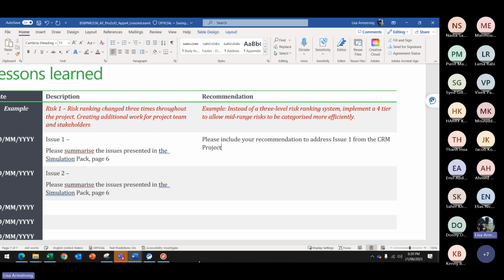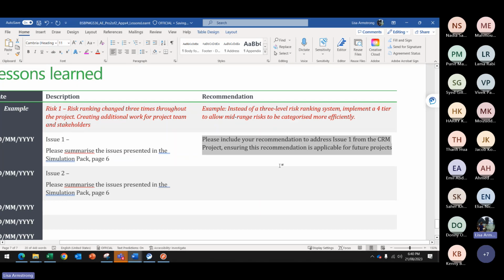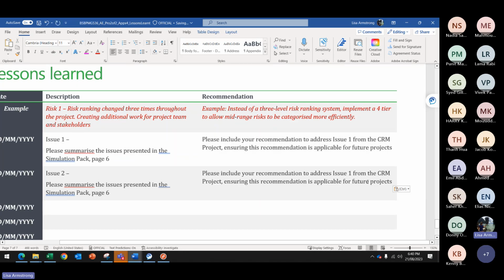And we need to ensure this recommendation is applicable, not just for this project, but for future projects. That's the point of lessons learned, isn't it? Not just what we learn, but what we can share for future projects, future project teams, future project managers. Hopefully we have a good knowledge management system where that can be shared. Then we have issue 2, again, please include your recommendation.